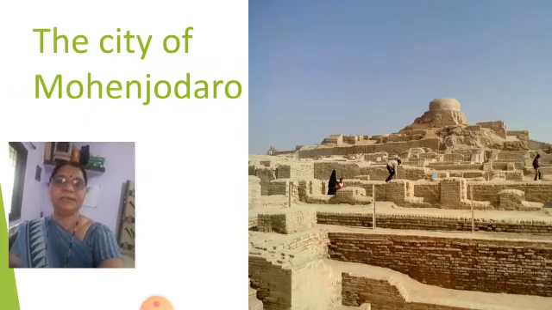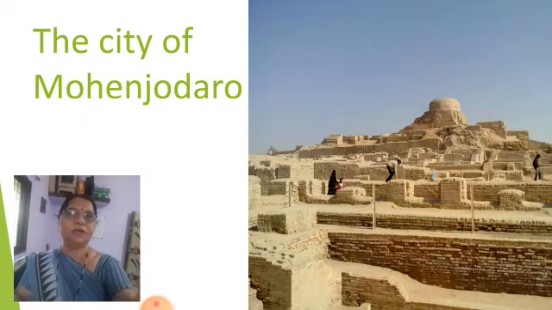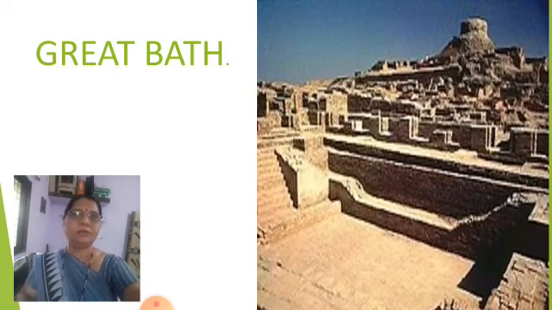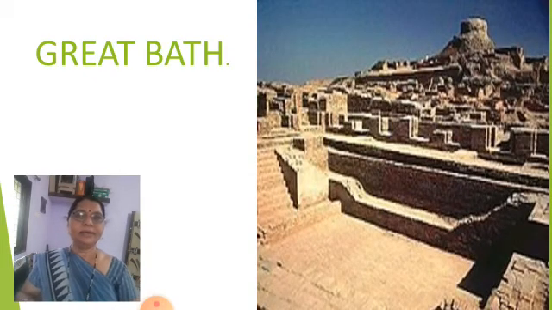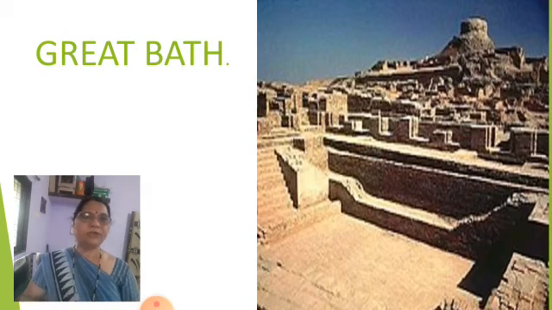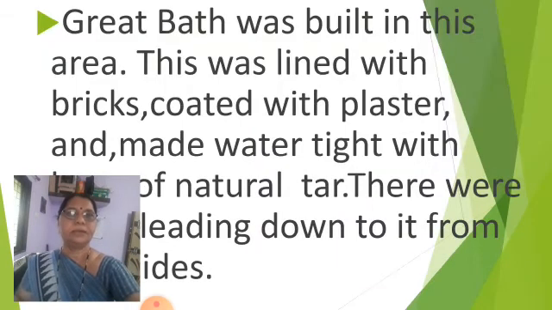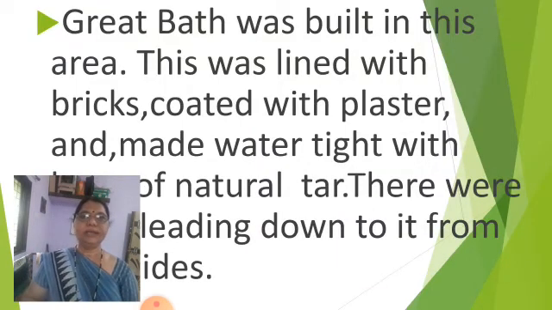Here is the picture of the city of Mohenjo-daro and the Great Bath. Such great baths were there, and they had steps on two sides. Whenever people wanted to go in, they used either side. This Great Bath was built in this area.